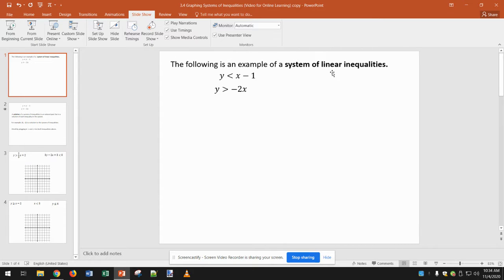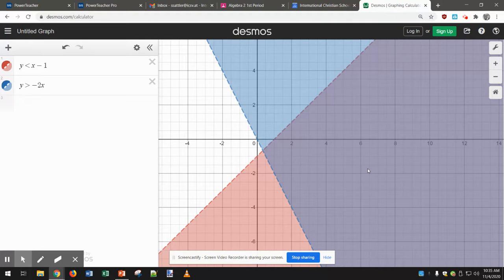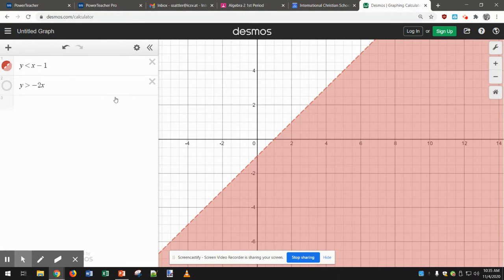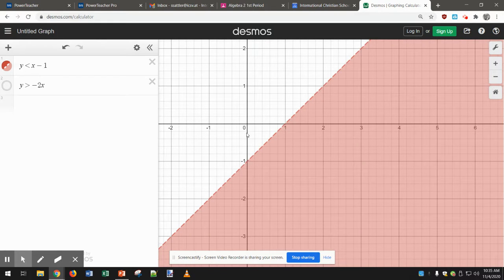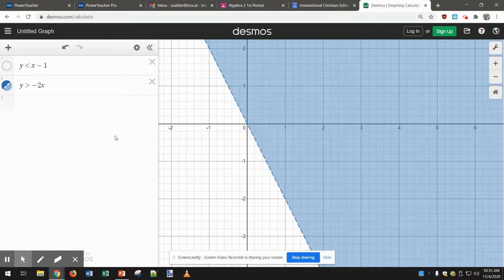However, with inequalities, we're not just looking for the intersection point. If I graph this on Desmos, this is what it looks like. The first one by itself would look like this. We shade below the line because y is less than x minus 1, because that's the y-intercept, and then the slope is just going up by ones, up 1 over 1, up 1 over 1. So I'm shading below this line, which means every point in this red region is a solution, except the points on the dashed electric fence. Those would not satisfy.